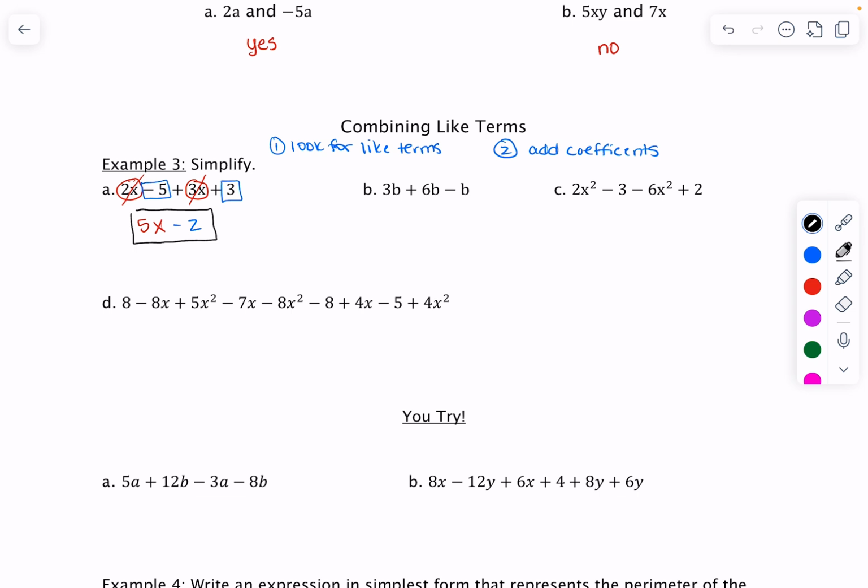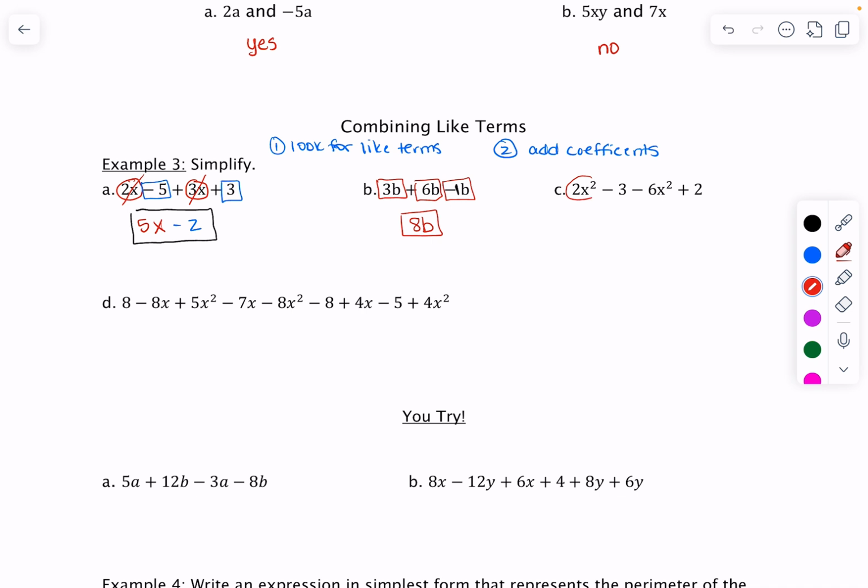For letter B, it just so happens that all of these are like terms: 3b, 6b, and -b. But the trick here is that I would draw in a -1 right there. So then when you do math in your head, which I don't always encourage, or the calculator, you're going to do 6 plus 3 plus -1, and that is going to give you an 8. And then you just tack the b on with it. That gives you 8b.